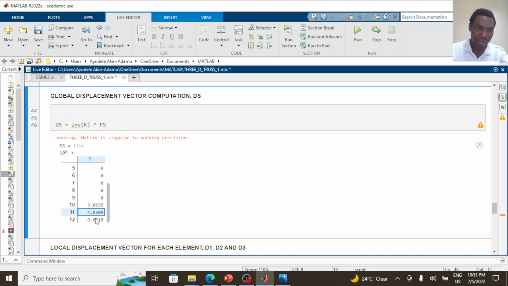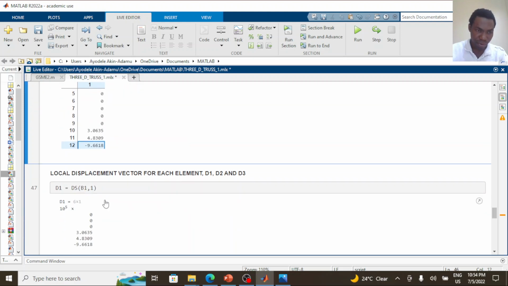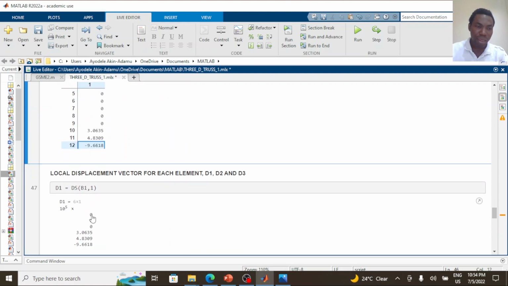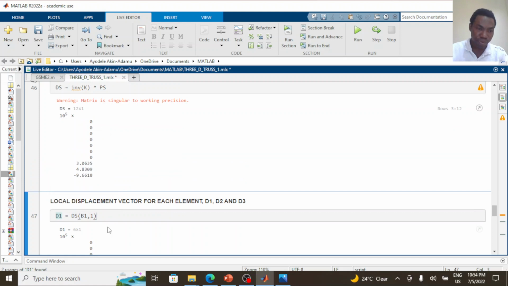But at 10, 11, 12, we have 3.0635 times 10 power 5. At 10, we have 4.83. At 11, we have minus 9.6618. At 12. So once we have calculated the global displacement vector, we can calculate the local displacement vector for each element. So let D1 denote the local displacement vector for element 1, D2 for element 2, D3 for element 3.